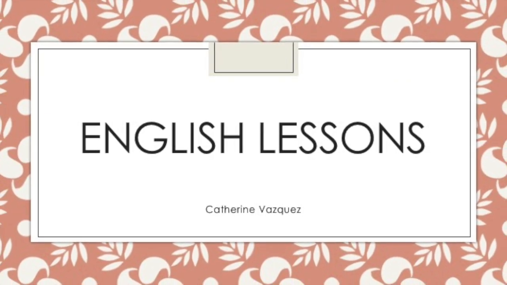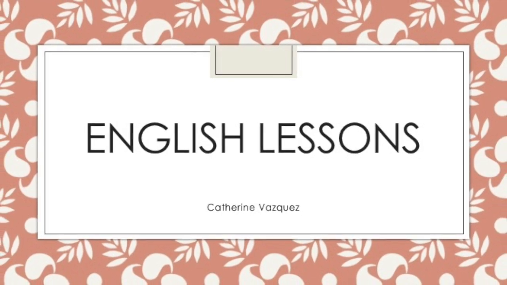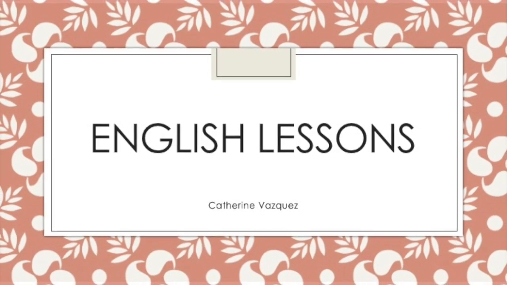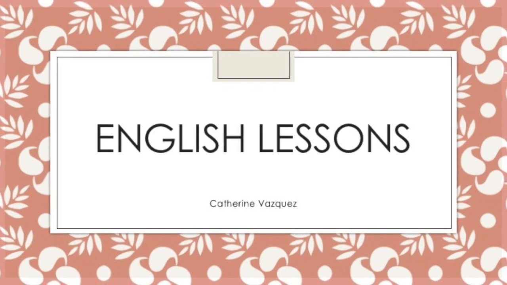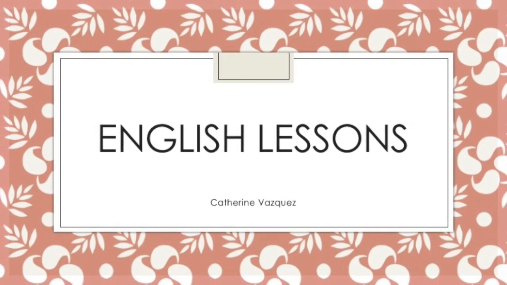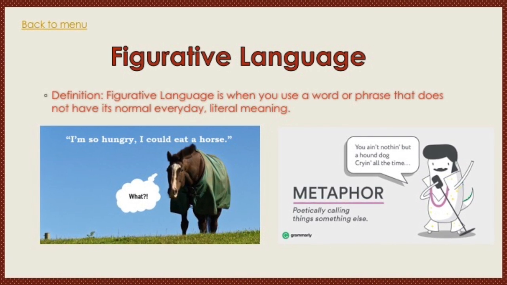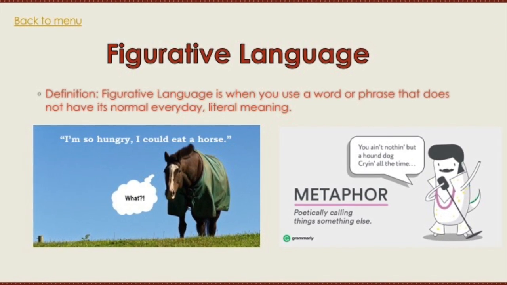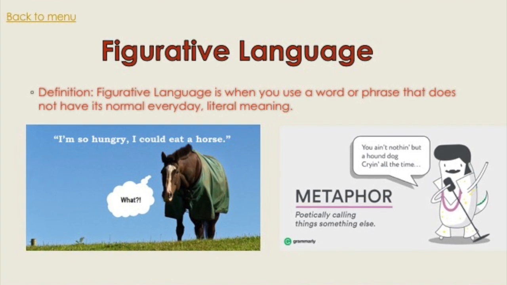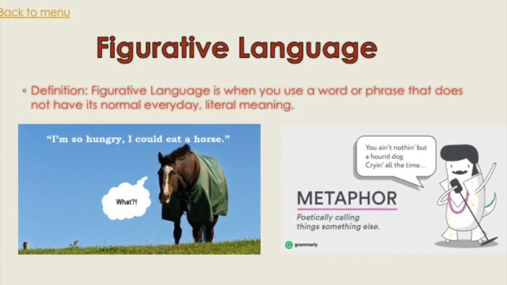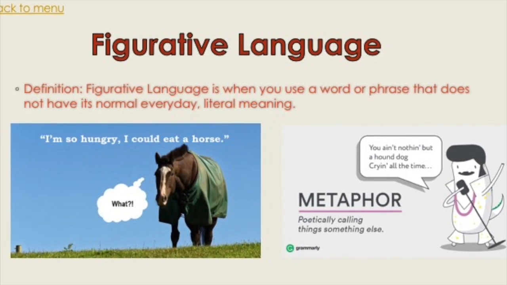Today we will be learning about figurative language, its definitions, examples, and how to identify them in literary text. We will learn why they are important to literature. Figurative language is when you use a word or phrase that does not have its normal everyday literal meaning. There are a few different ways to use figurative language, including metaphors, similes, personification, and hyperbole.